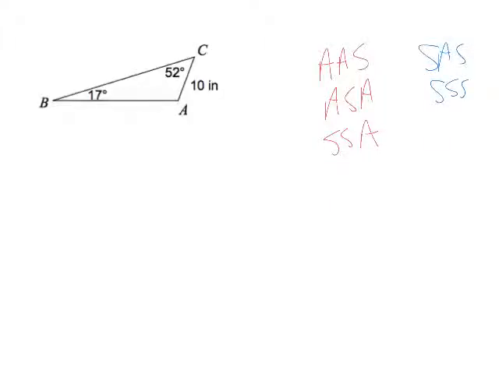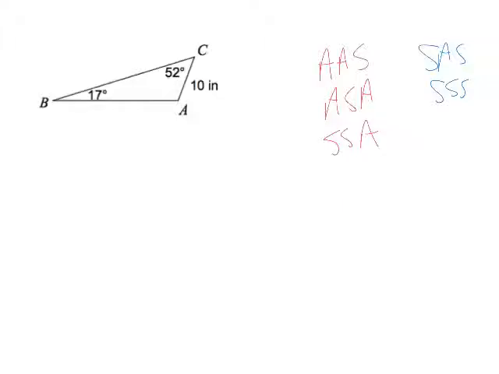Remember when you're trying to figure out which one you have, you can't jump around. This is angle, angle, side. If I tried to go to angle B first, and let me switch colors, and then go all the way around to this side and then to that angle, it's not really angle, side, angle. So you just have to be careful with what you're working with.